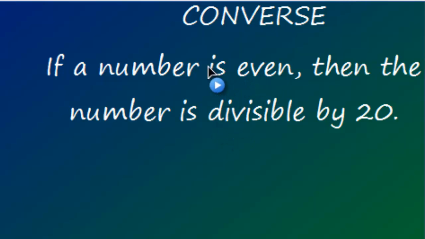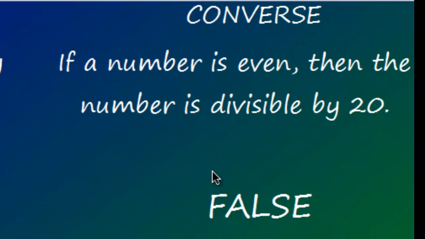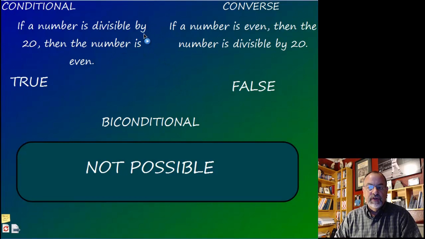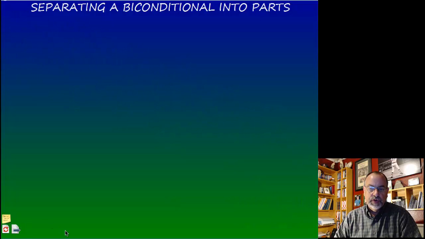Well, that's false, because I can give you a counterexample. The number 2 is even, but 2 is not divisible by 20. And when we say divisible, we mean evenly divisible. And so this converse is false. So a biconditional is not possible. So don't write a biconditional unless you've done the inspection and determined that the conditional and its converse are both true. Okay?